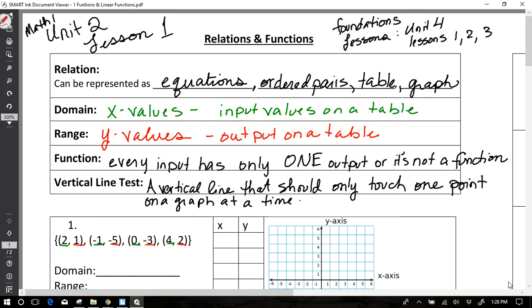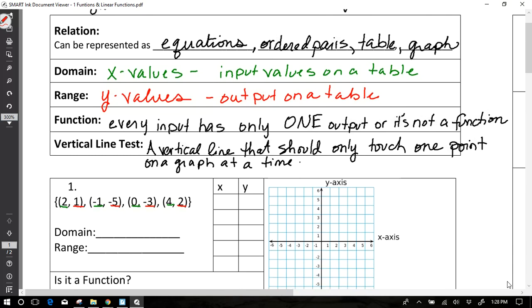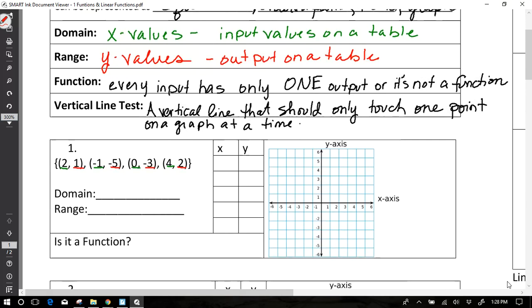So we're going to look at all that right here in example 1, which I underlined as we were talking about our domain and range. So my domain values are green. I do see a 2, a -1, a 0, and a 4. When we put these in the table, we can put them in the exact same order that they give them to me in the ordered pairs, okay? So 2, -1, 0, and 4.